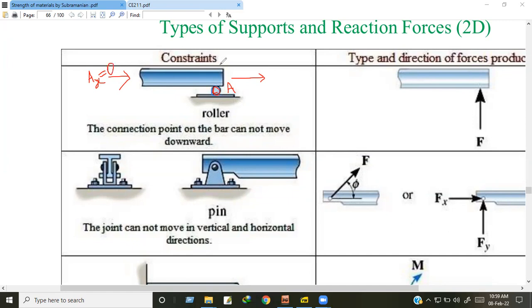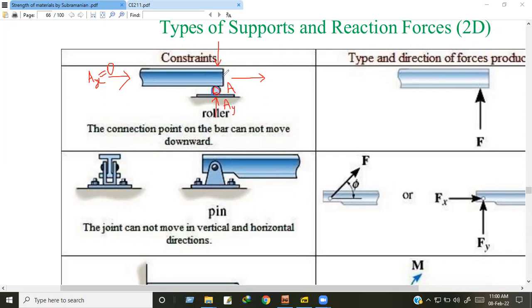If I apply a force in the vertical direction, then this will not move in this downward direction. So a reaction force Ay is produced in this direction.